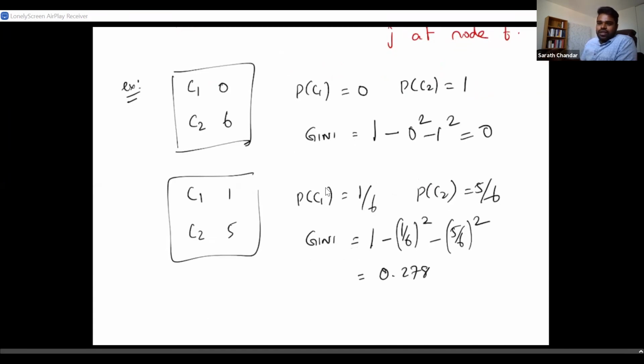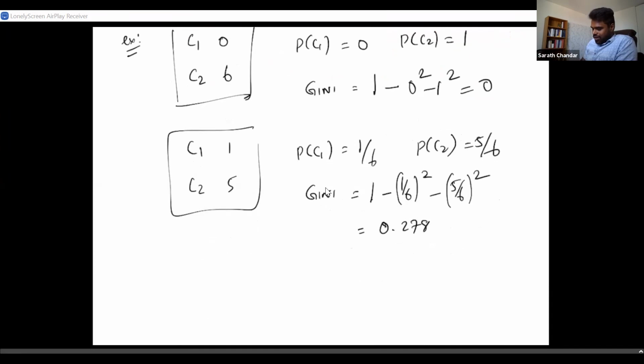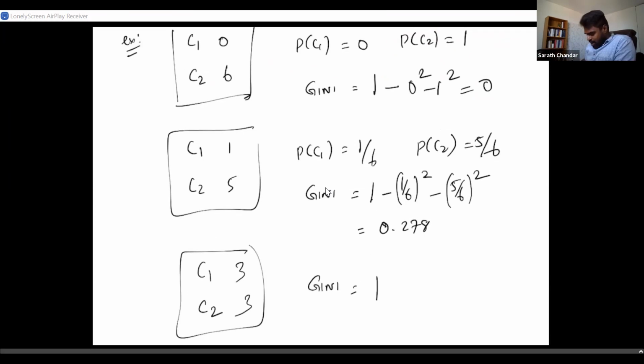Now, just to give you one more example so that you understand the range, let's say I have an equal split, 3 and 3. If I do Gini directly, because we have done this a couple of times: 1 minus (1 by 2) square, the probability of C1 squared, minus (1 by 2) square, the probability of C2 squared. This is exactly 0.5. I think this will answer a lot of your questions.